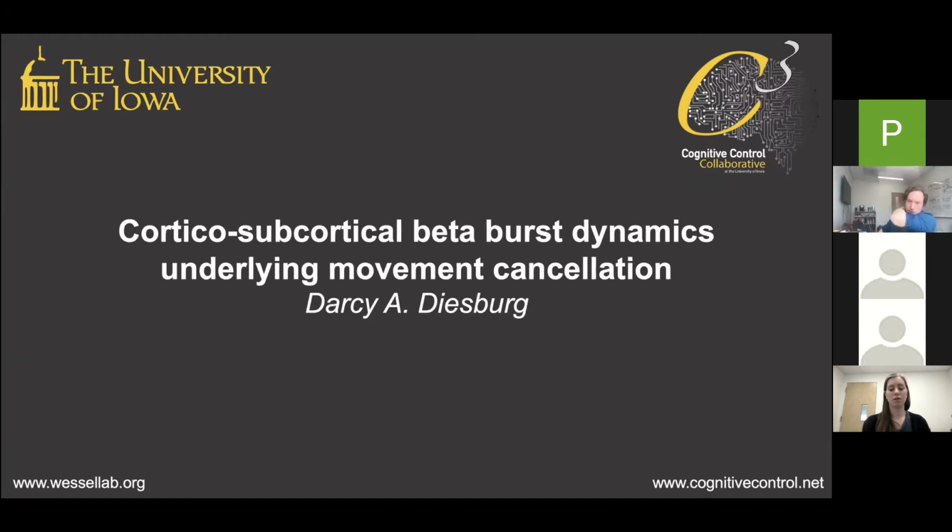But today I'm going to talk specifically about how we leveraged intracranial recordings in humans to study the relationship between subcortical beta bursts and movement cancellation, and how we tracked the progression of these beta bursts through cortico-subcortical recording sites to also evaluate existing theoretical models of what's happening during movement cancellation.